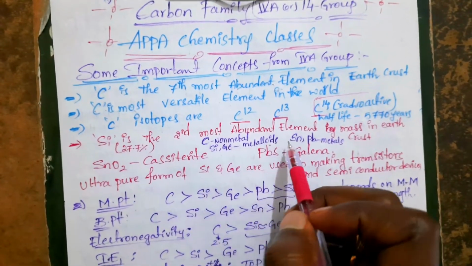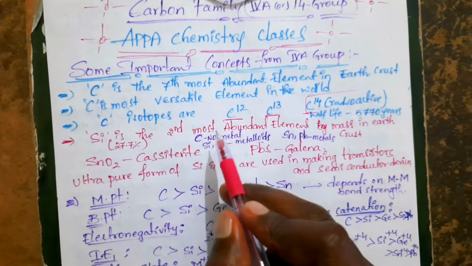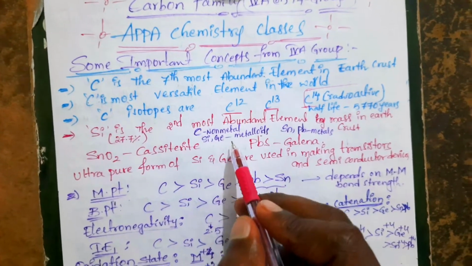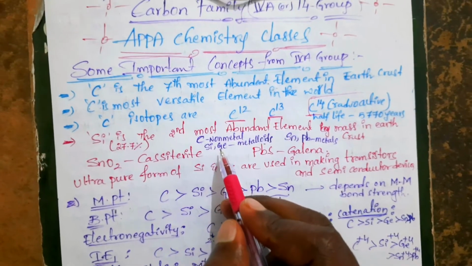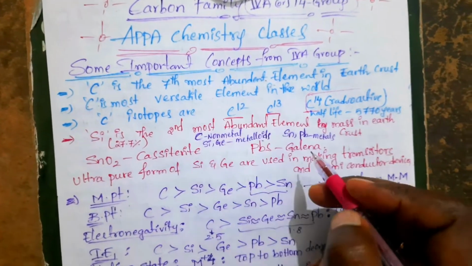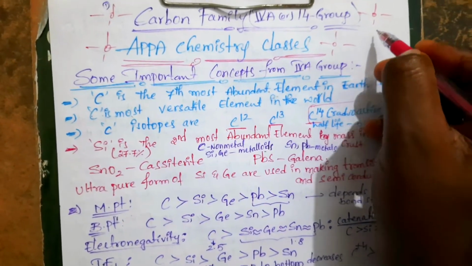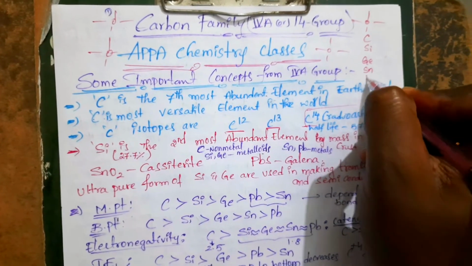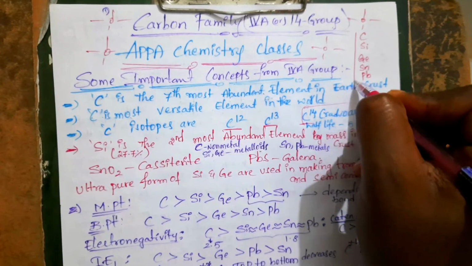Silicon is the second most abundant element. The first most will be oxygen by mass in the earth crust. Second most is silicon. Now, what are the elements of the 4th A group? Carbon, silicon, germanium, tin, lead. These are the 4th A group elements.